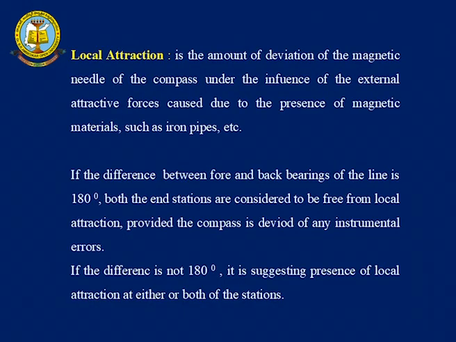But here, because of local attraction, there will be some deviation, that is why we are not getting 180 degrees. So we call this local attraction, the amount of deviation of the magnetic needle of the compass under the influence of external attractive forces, because it is caused due to the presence of magnetic materials such as iron pipes. If the difference between fore and back bearings of a line is 180 degrees, both end stations are considered to be free from local attraction.